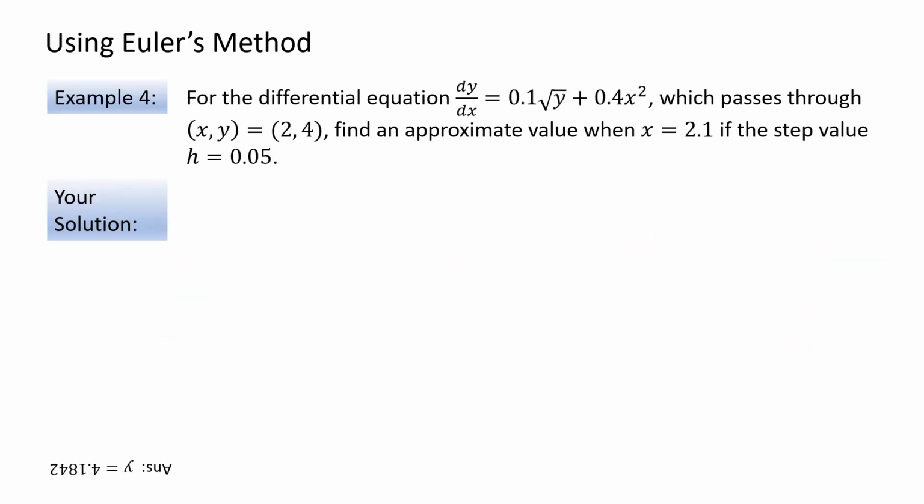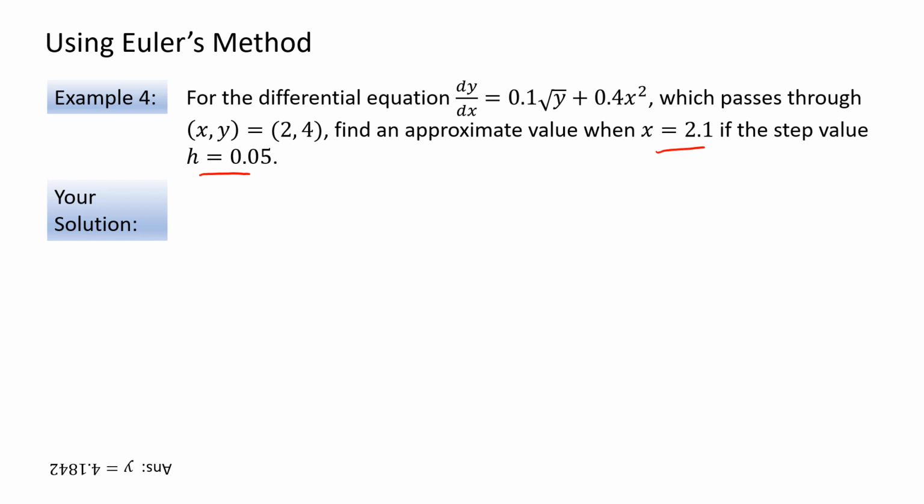So we're going to do one example of Euler's method before we talk about the second method, which is much more complicated but more exact. First, using Euler's method, for the differential equation dy by dx is equal to 0.1 times the root of y plus 0.4x squared, which passes through x and y equal to 2 and 4, find an approximate value when x equals 2.1 if the step value h is equal to 0.05.